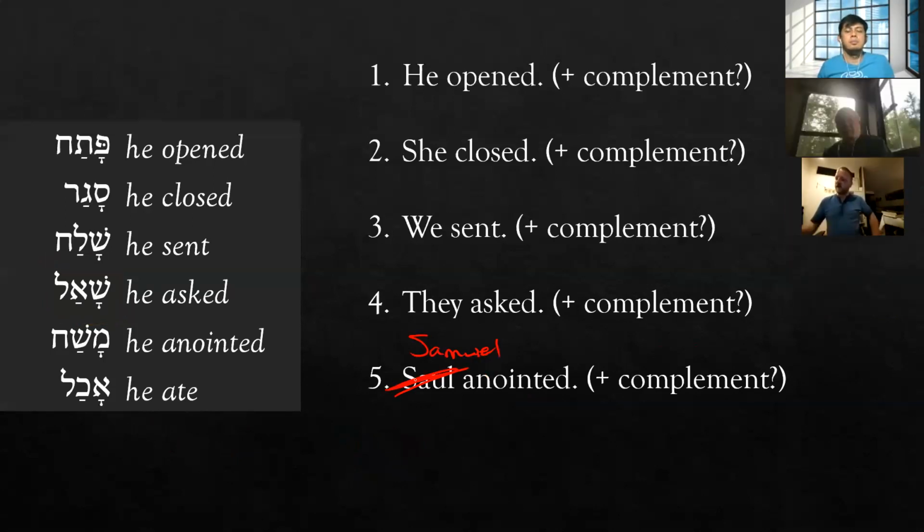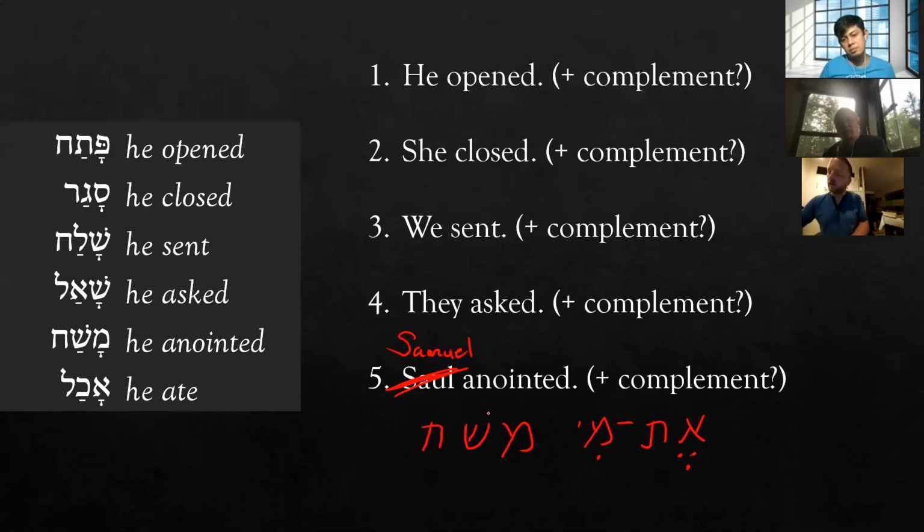I made a mistake here. Obviously, Saul didn't anoint anyone. It was Samuel. Samuel anointed, right? We said before that Samuel anointed David, but he also anointed Saul. If we say whom did he anoint? We say et mi, et mi mashach Shmuel.